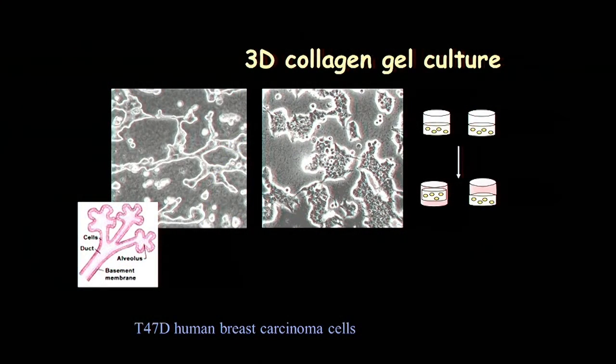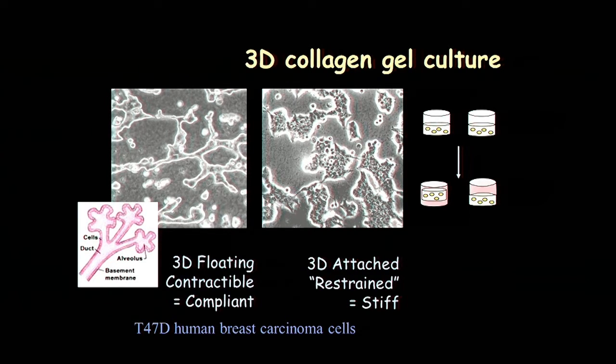There's one big difference. The one on the left was detached from the sides and the bottom of the dish so that this gel is floating. The one on the right was left attached to the sides and the bottom of the dish. So what we have here is this one over here is contractible and compliant. The cells can literally pull on this collagen and change it. This one over here, when the cells pull on the collagen, it's stiff and restrained.